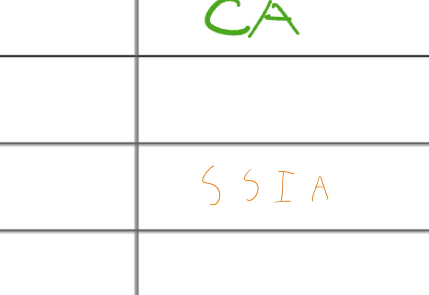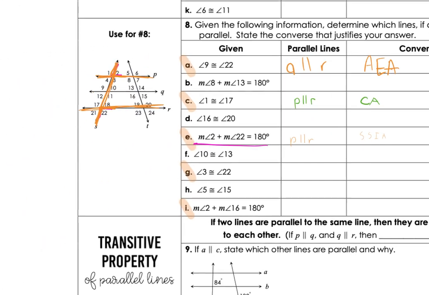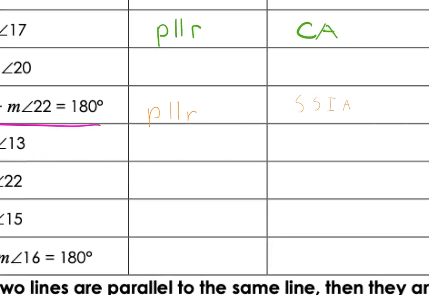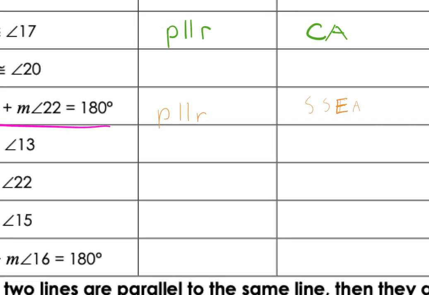Did you get same side interior? Oh, XG. 2 and 22. Okay, outside, outside. So it is exterior. Same side exterior angles. Thank you, Ben.